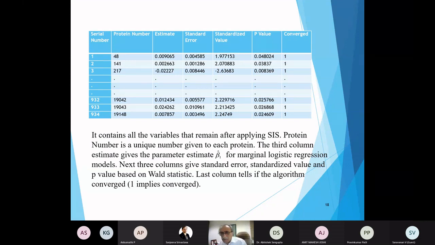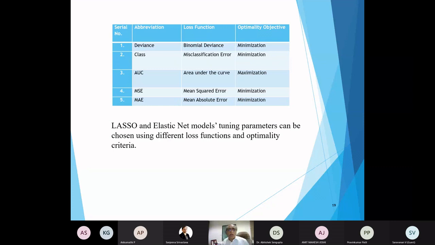Now this is step number 1. Now I am going to use a different method to further reduce the dimension. For that, these are the various loss functions that one uses. Deviance, where the loss function is binomial deviance and the optimality objective is minimization. Then the misclassification rate, which is the misclassification error, abbreviated as class. You try to minimize the error. Maybe I can explain this to you in a short while.